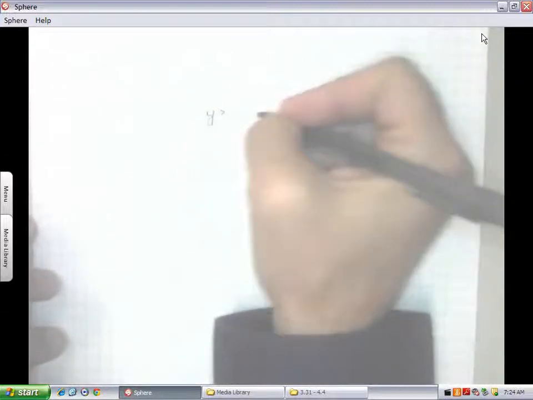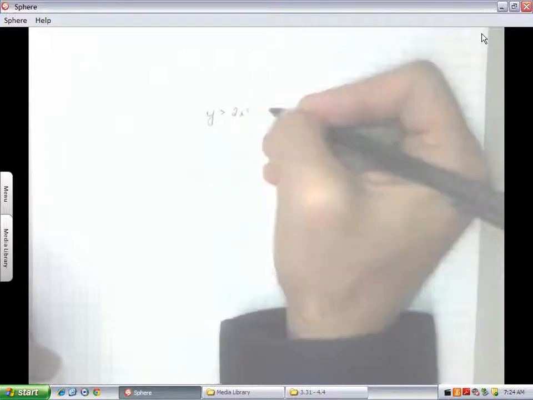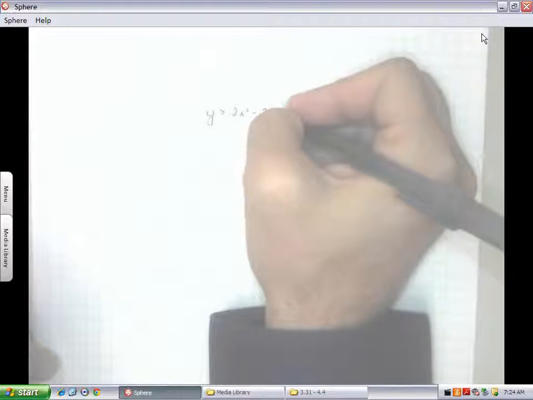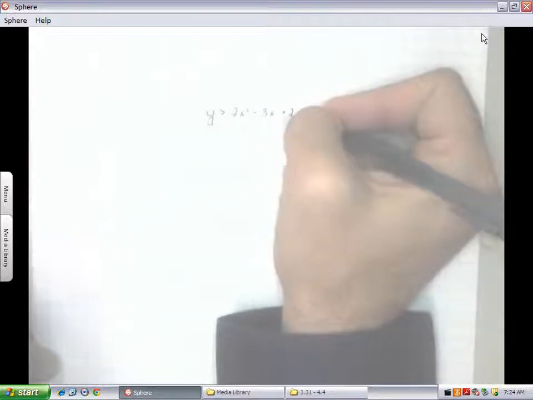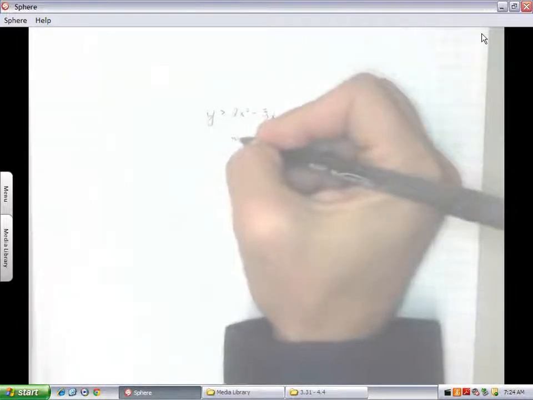So now we're going to graph a quadratic inequality. A quadratic inequality is no longer a function because it is an inequality, okay? But it's graphed in a very similar way as a quadratic function. I'm going to start by finding my vertex.